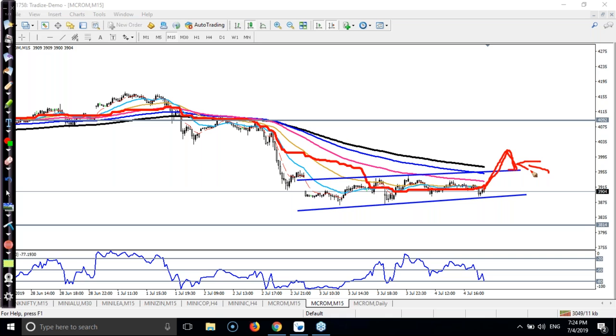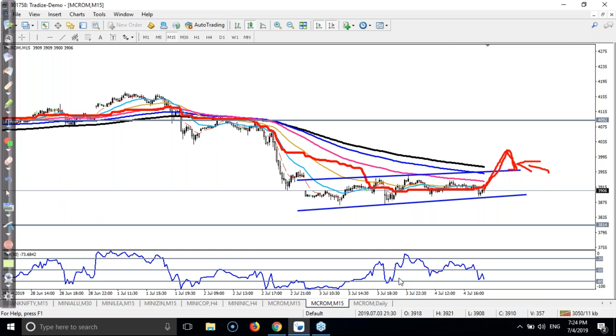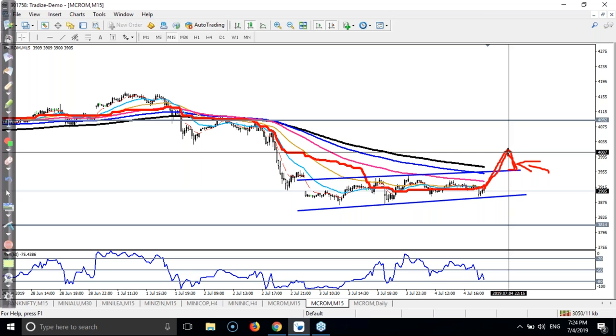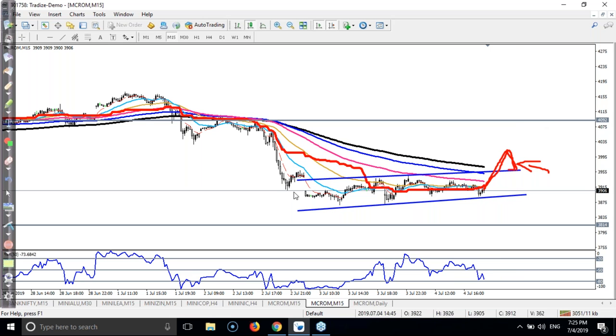Next, you can see risk management. What is your risk management? What is your money management? So if price breaks this level, I'll enter in this area and my SL will be around 30 to 40 points, or if you want, you can place it at 70 points or 80 points, and the target will be 120. This is my next target in crude oil, right?